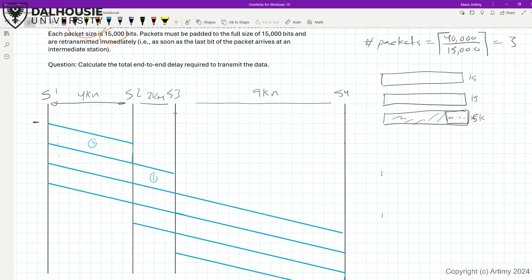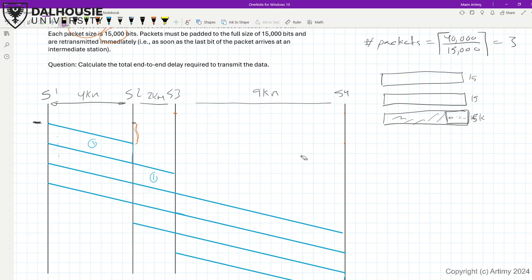Okay, so in order to find the answer, I have to find out the propagation time here, and the propagation time. Yes, that's from here to here. Yeah, that's true. And so if you are following, this is the first bit here and it arrives here. So that's the propagation time, right?